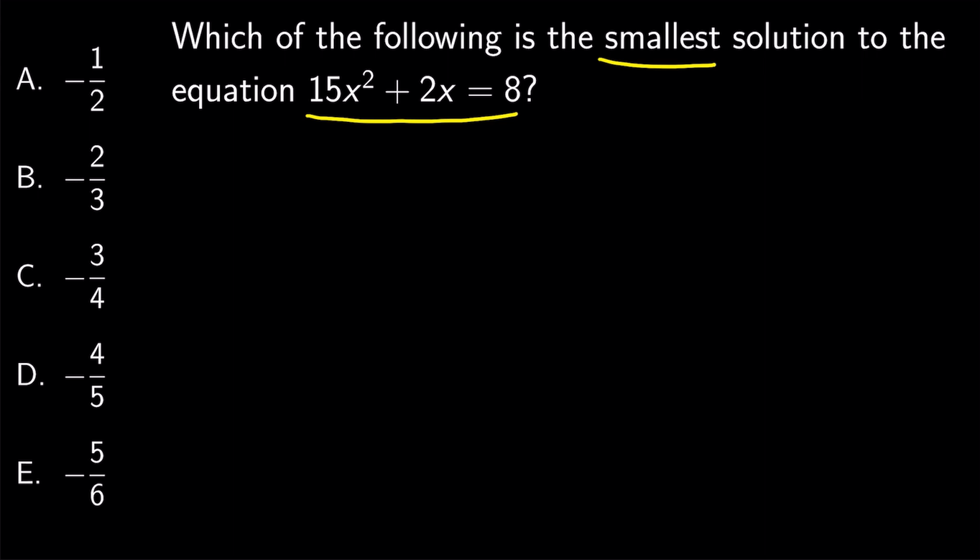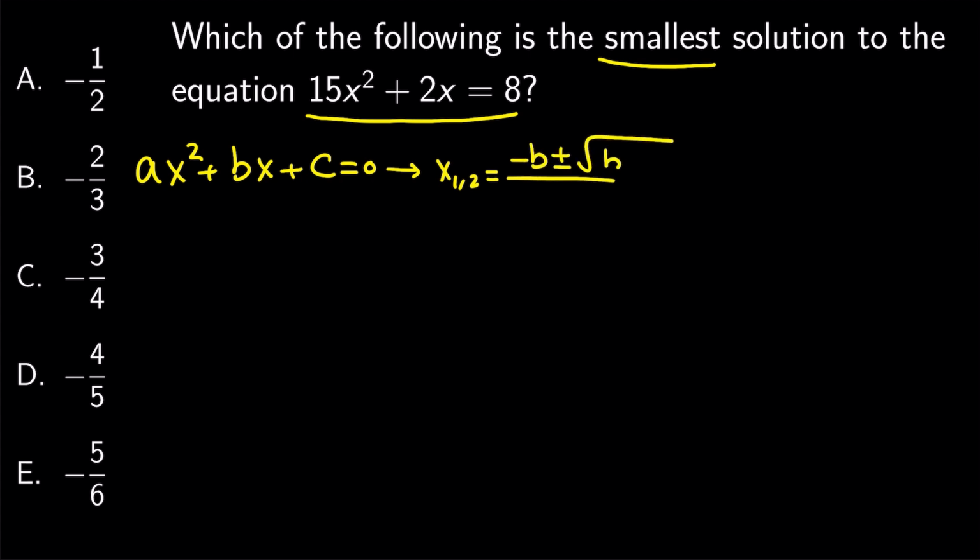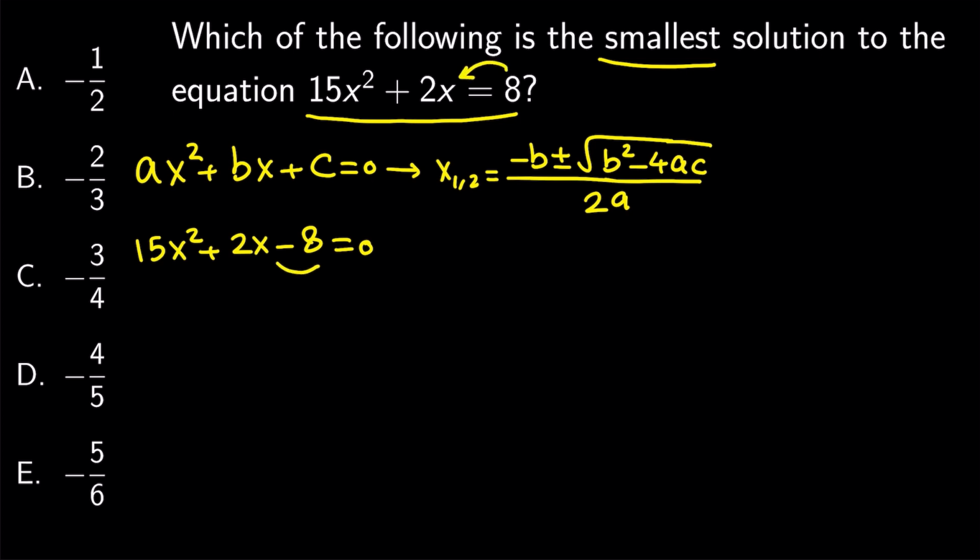Well, a general quadratic equation in the form ax squared plus bx plus c equals 0 has two solutions which are given by the quadratic formula: minus b plus minus square root of b squared minus 4ac, divided by 2a. We are given the equation 15x squared plus 2x minus 8 equals 0. You see, I've brought 8 to the other side of the equation, therefore minus 8 here.